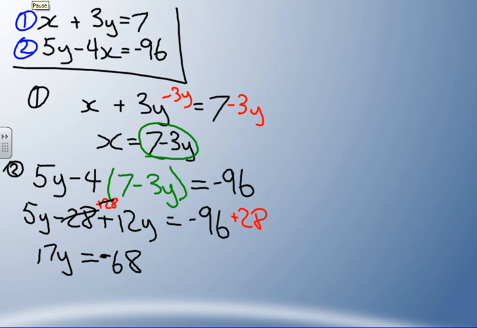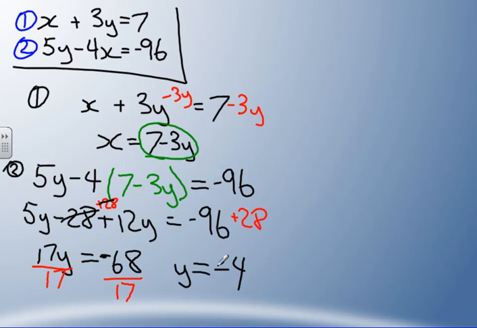Almost done. Get that y by itself, divide both sides by 17, and I end up with y equals, alright, and dividing negative 68 by 17, I find out that y equals negative 4. Half done. I haven't got my x yet.